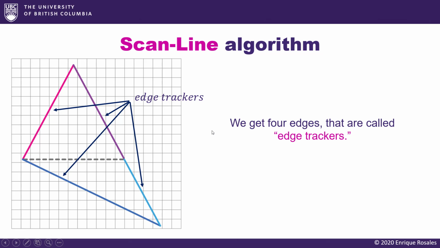So these edge trackers, what they do is we will use the information from these edge trackers. So remember, in the end, we have the X, Y, and Z coordinates, right?